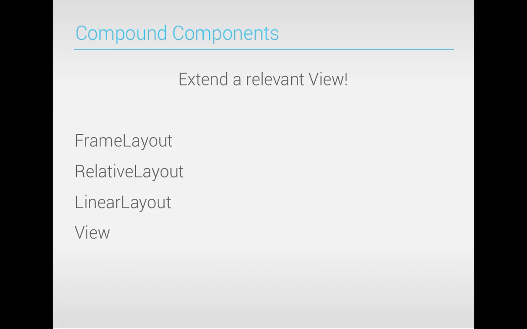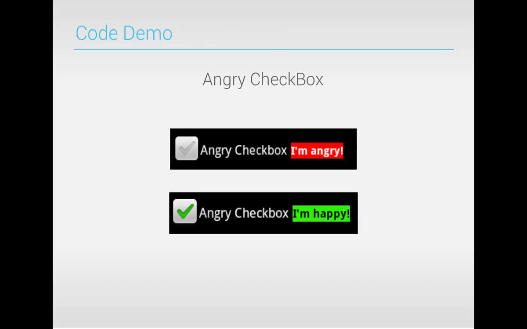And obviously, the more you learn, the more you'll be able to kind of feel out what it is that you should extend. So let's try making an angry checkbox. And so this is our spec. This is what we're told it needs to be. We want it to be a checkbox that we can give it text, and when it's not checked, it will show this little text saying, I'm angry. And then if you check it, now that text changes to I'm happy.